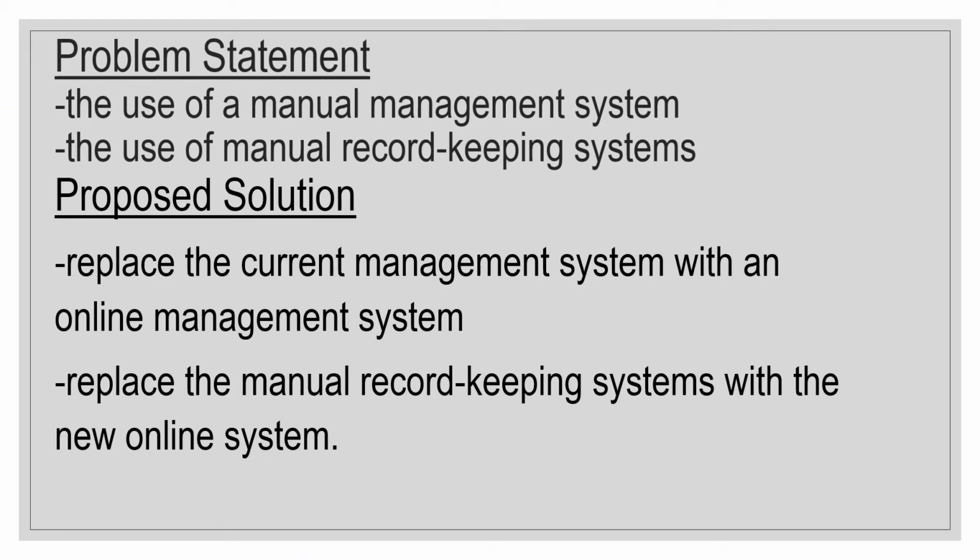One of the problem statements in the FCSIT Focus is the use of a manual management system to run the entire business, such as the payments between the focus manager and the suppliers, which are based on a paper-based system. The other problem statement is the use of a manual record-keeping system to record the details of the sold food item and the food quantity.